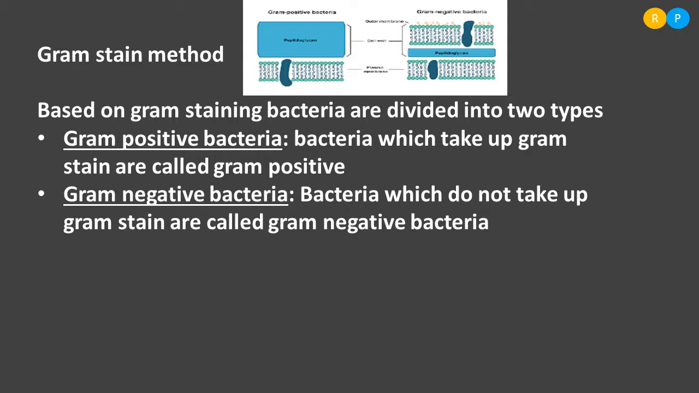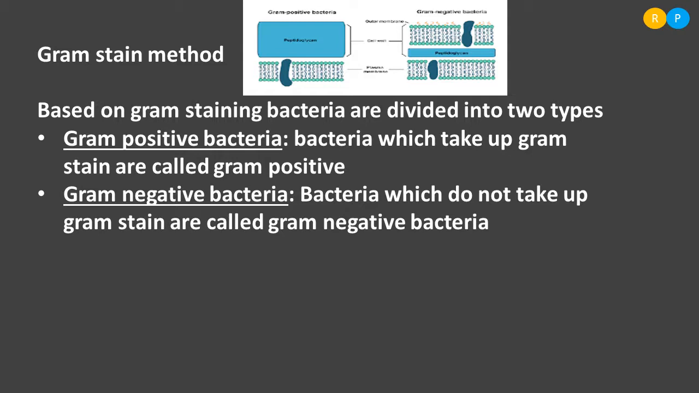So what makes the color change in bacteria? How does the change in color take place when they are treated with the Gram stain? So the cell wall is made out of peptidoglycan. If you take the Gram positive bacteria, the peptidoglycan layer is very thick. Because of this thick peptidoglycan layer, the stain is easily absorbed by the positive bacteria, so they change the color.